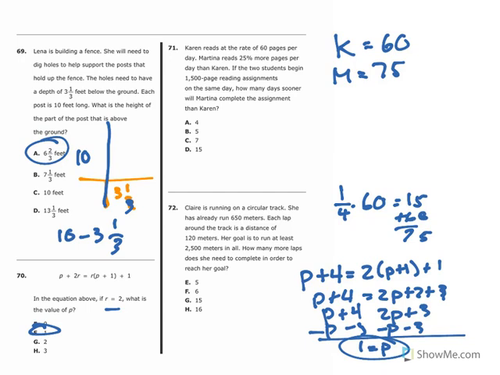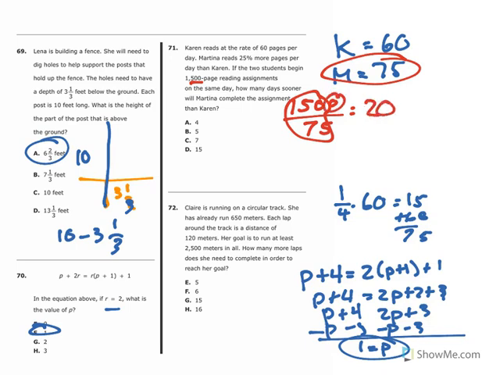Now, it says they both read 1,500 page books. So we're going to say, all right, let's do the easy part first. 1,500 divided by 75: 150 divided by 75 is 2, times 10 is 20. And at that point, you can use ratios. So I'm going to do this the traditional way and do the division, right? And they want the difference in the number of days. So Martina's going to take 20 days, Karen's going to take 25, so it's a 5-day difference.